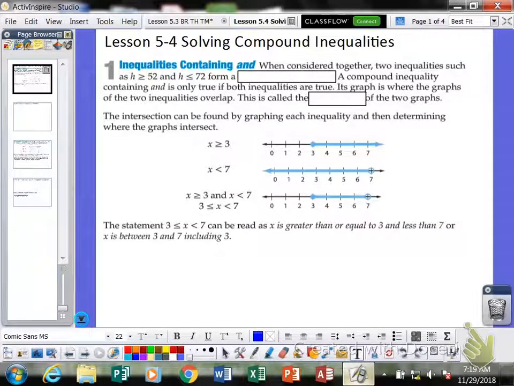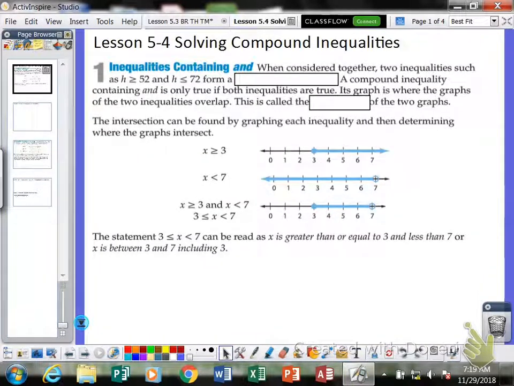Alright, so today we're going to solve compound inequalities. When considered together, two inequalities such as h is greater than 52 and h is less than 72. So I have something that's greater than or equal to a number, and then that same number is less than or equal to a number.